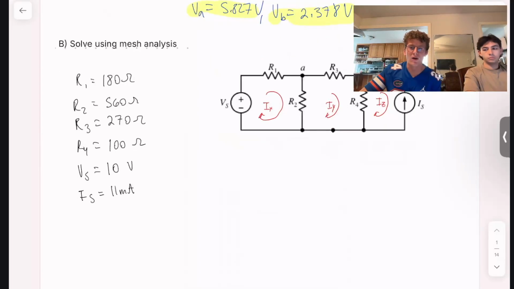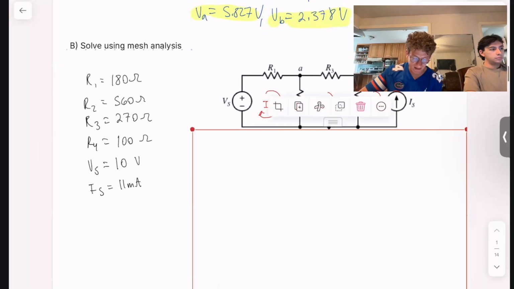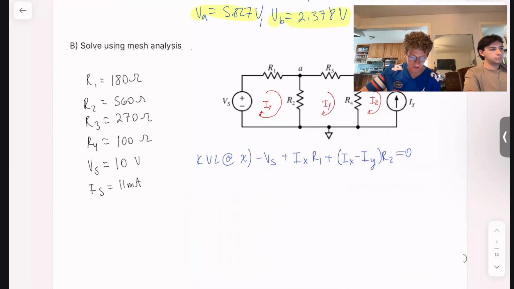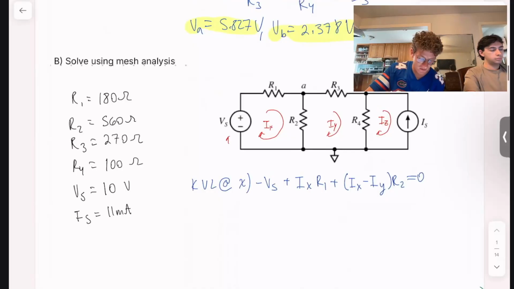And we're going to have to set up our KVL equations. We'll start off with loop X. We'll get an equation that looks something like this. Since we're going into the negative terminal of this voltage source, we get a negative voltage source. And then for the rest of it, I'm just going to assume positive convention. So plus IX R1, and then IX minus IY across this R2 resistor, as you can see, they're going to oppose each other in that direction. And then the sum of those voltages is going to equal 0.